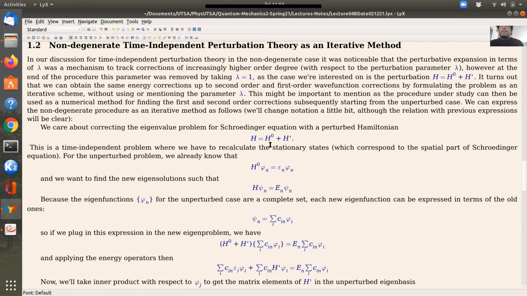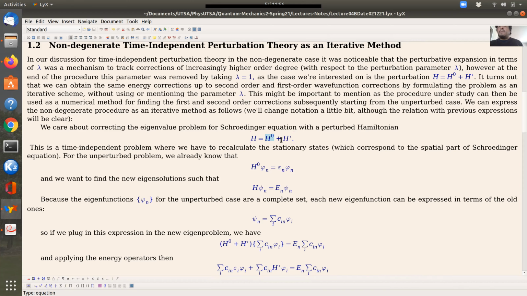So the problem, and I'm going to use a notation slightly different to what I did last time, but never mind, I think it will be clear enough. And if there's a difference, I'll try to stress it. Our problem is that we want to solve the eigenvalue problem for the Schrödinger equation with a perturbed Hamiltonian, which differs from the old one that we had. So we will have a new Hamiltonian H, which is H naught, the old Hamiltonian, plus H prime, which is a perturbation. Notice I'm not using the lambda parameter right now. That's important. At this point, it's not going to exist.